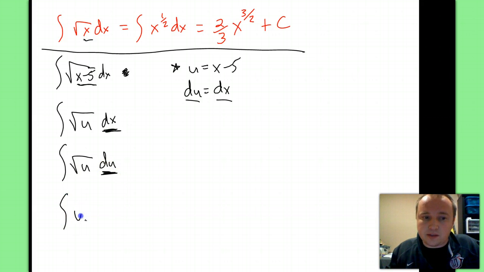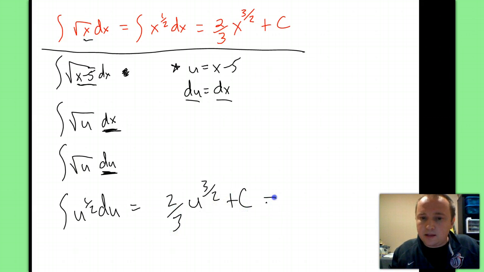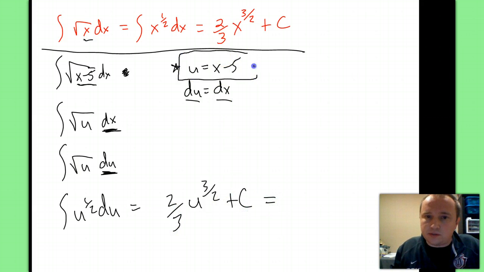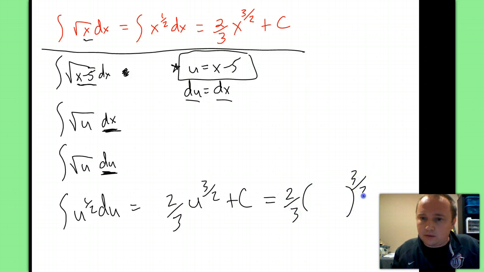So I treat this now the same. u to the 1/2 du, add a power, u to the 3/2, divide by a power, plus c. Last step, you know u equals x minus 5, so you just plug back in. What does u equal? x minus 5.